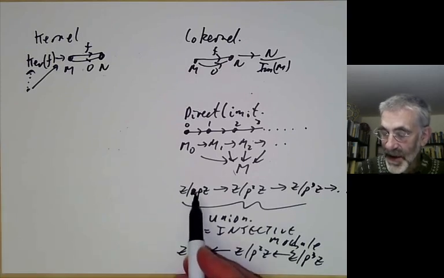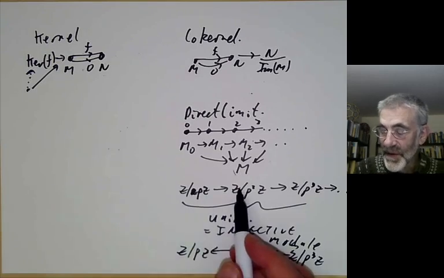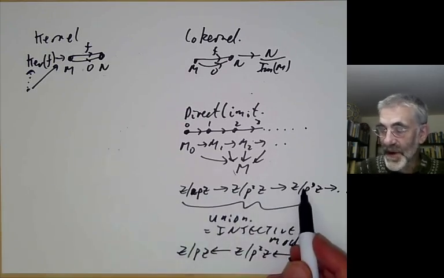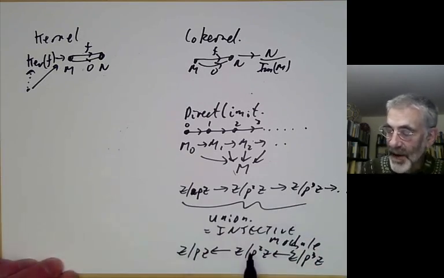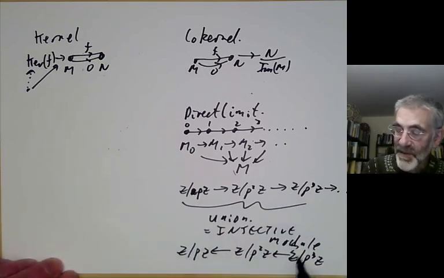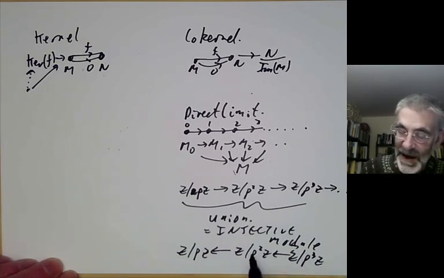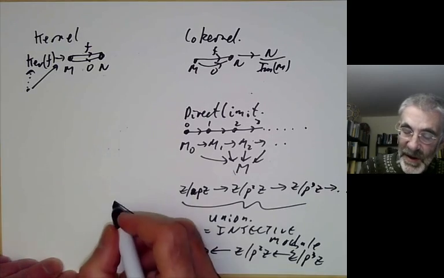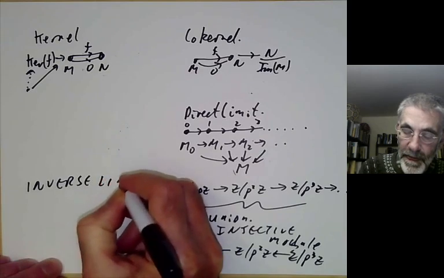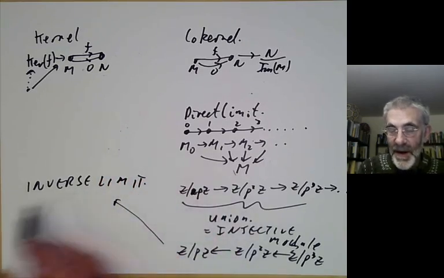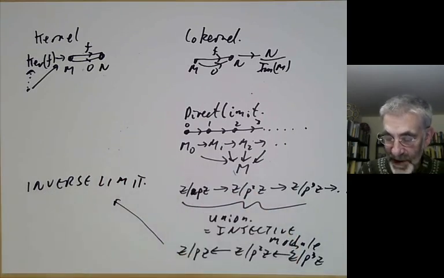What we have to do is we need to take an element of the dual of this, and an element of the dual of this, and an element of the dual of this, and so on, which are all compatible. So we need to take an element of each of these that are compatible, in the sense that the image of the element here is the element there, and so on. And this is an example of an inverse limit, a sort of dual notion of a direct limit.